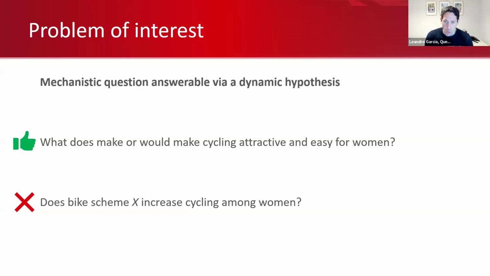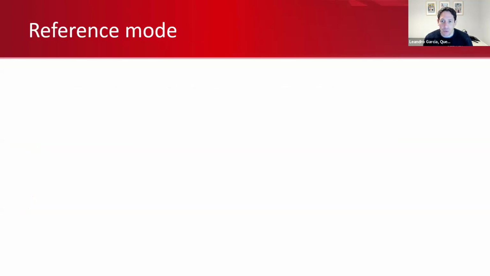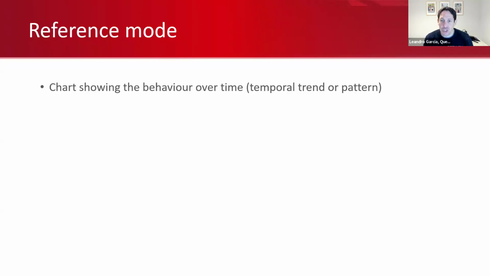And I hope in the next stages it'll be clear why one question is more suitable than the other. So once we define a research question, we have a problem of interest. The next step is to build a reference mode. A reference mode is a fancy name for a chart showing the behavior over time, or the temporal trend or pattern, of a given variable.